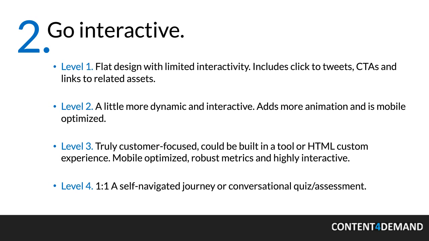Level 3 is what we would call a truly customized interactive experience. It can be built in a custom HTML5. It could be built in a tool like Saros or Snap App or Ion Interactive. It's going to be mobile optimized. It's going to have robust metrics, and it should be highly interactive. And level 4 is going to have a lot of those similar characteristics, but it's going to take it a step further and provide our participants with a self-navigated journey. It's going to feel more conversational. It might be a quiz or an assessment. And we're going to take a look at all of those samples as we go through here.